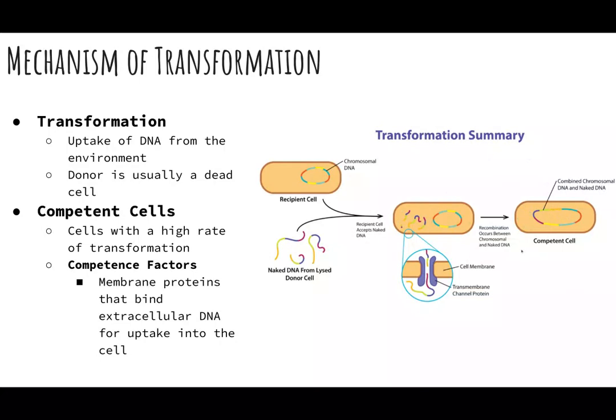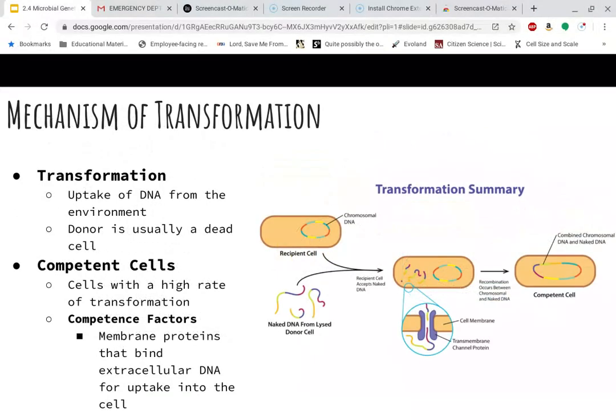This can also be done by the cell taking up a plasmid like we did in lab. Okay, so that's transformation. We're going to take up DNA from the environment. The source of the DNA is usually a dead cell. If a cell is naturally competent, it's going to have competence factors, which are these membrane proteins that bind to extracellular DNA and take it up inside of the cell.